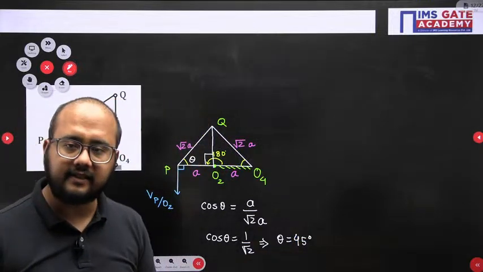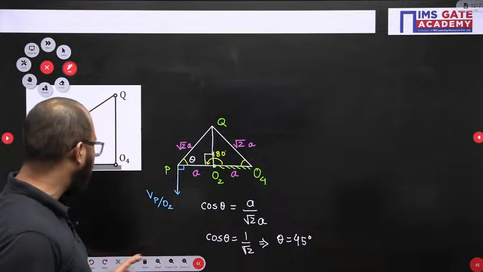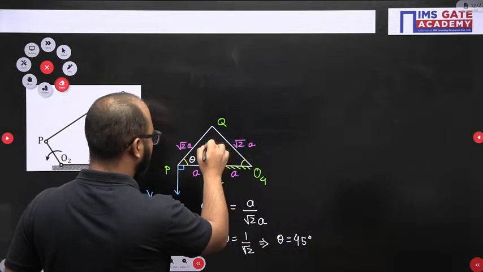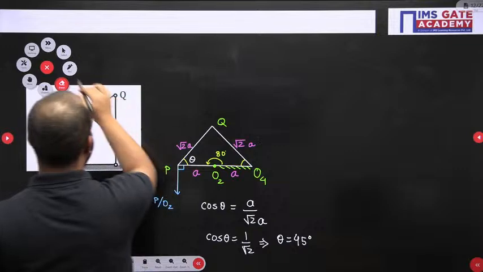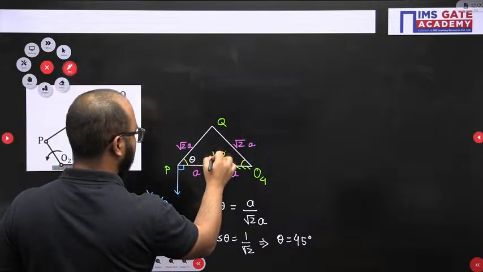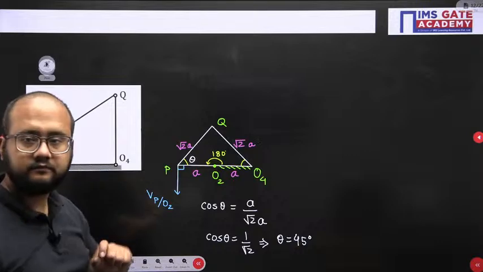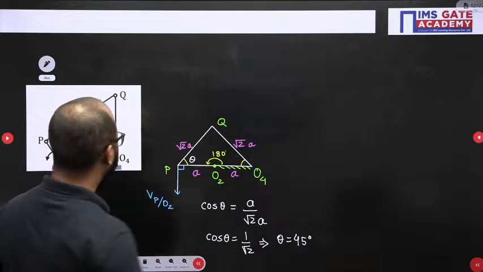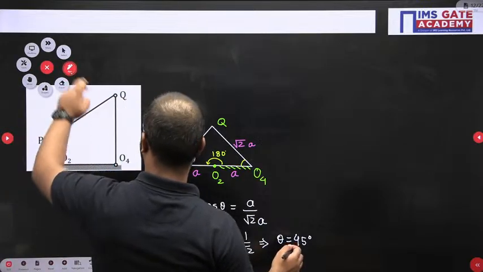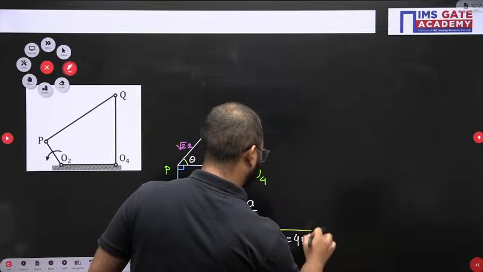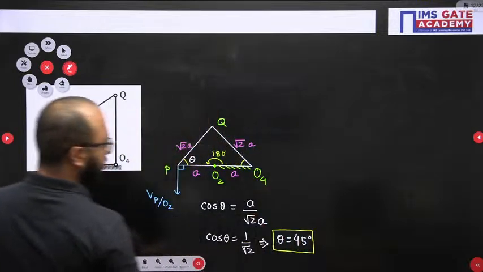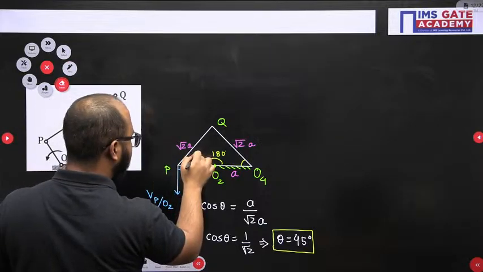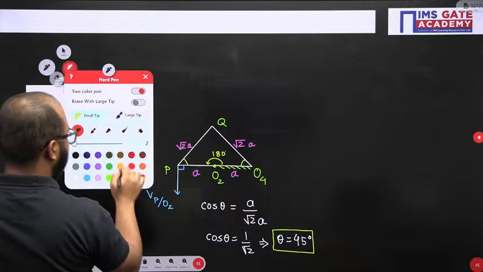Is this information clear? So that's why I'm telling you the basic geometry part is required, very, very important. Done? So cos theta is equal to A by root 2A. Finally, theta value is 45. We got it. Fine. So instead of writing this theta, I will mention 45 degree as the answer here.